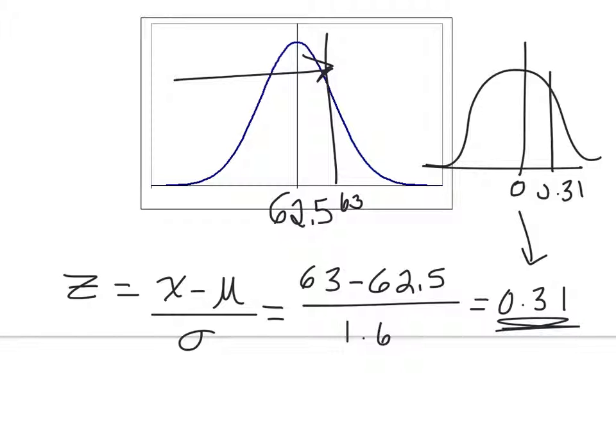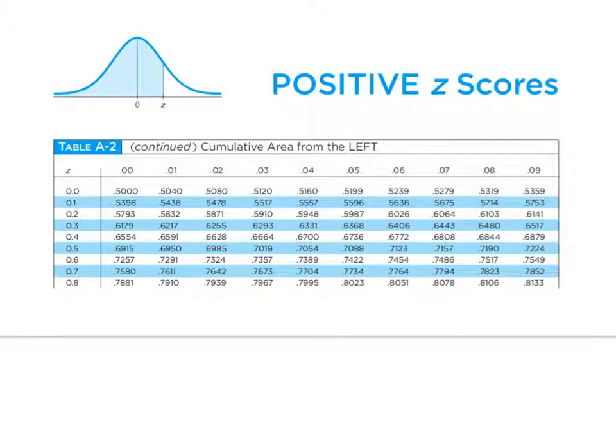So we go to this standardized table, and in my formula sheet I find the positive z-scores, because 0.31 is positive. I look for 0.3 and then under 0.1, and I get 0.6217, which would be my probability.